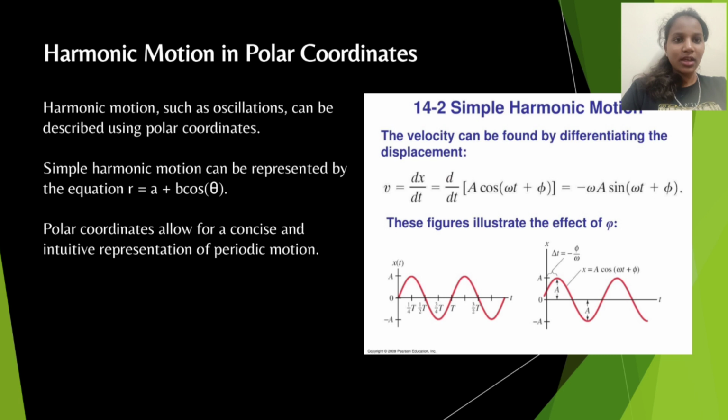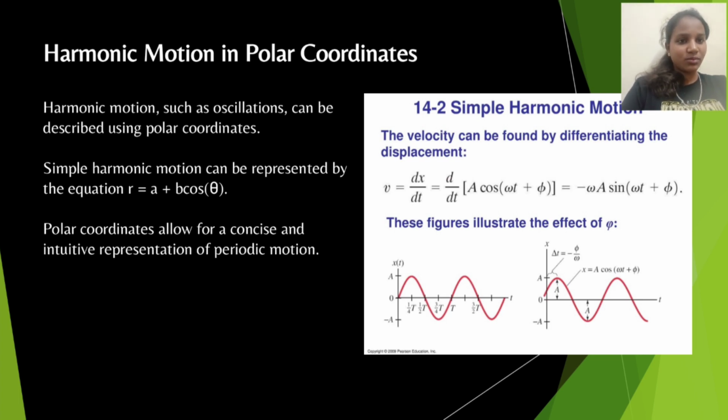Harmonic motion in polar coordinates. Harmonic motion such as oscillations can be described using polar coordinates. Simple harmonic motion can be represented by the equation r equals a plus b cos theta. Polar coordinates allow for a concise and intuitive representation of periodic motion.